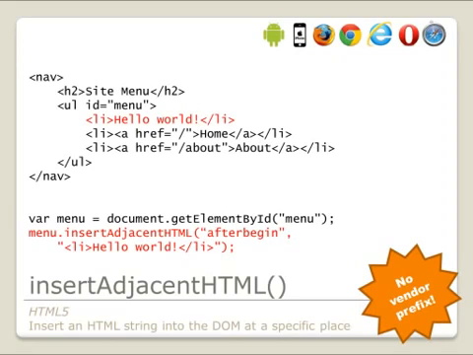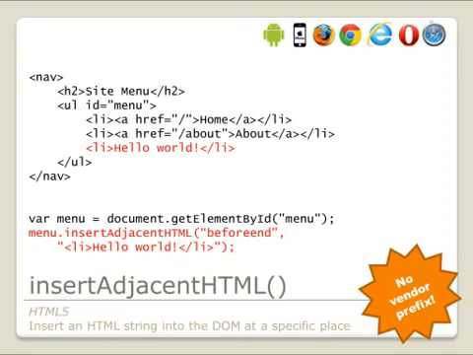After begin means after the beginning of this element. So the new HTML gets inserted basically as the first child of that element. You can think of it as like a prepend child. Before end inserts the HTML before the closing tag of the UL element. So this is very similar to append child, except that it can add multiple children and it takes an HTML string instead of a DOM element.